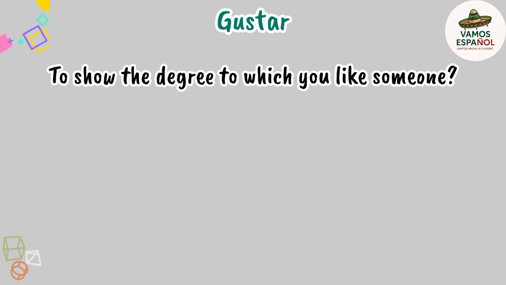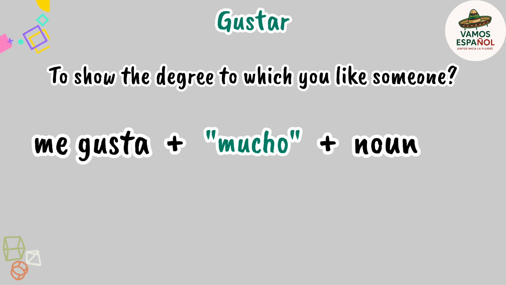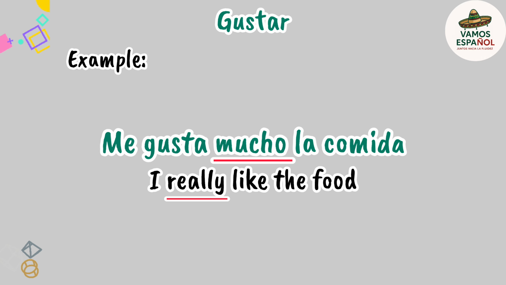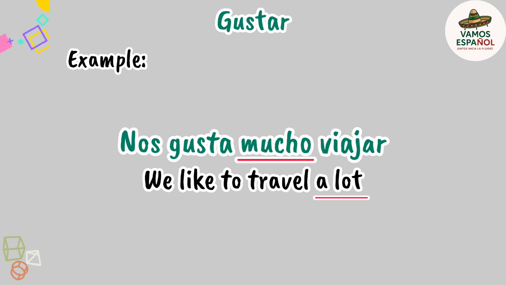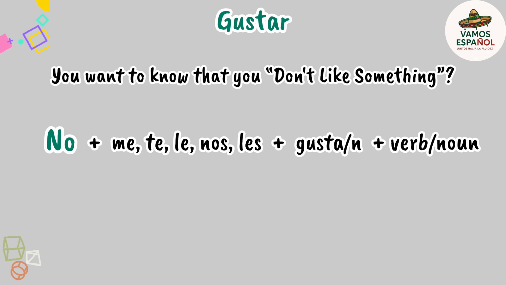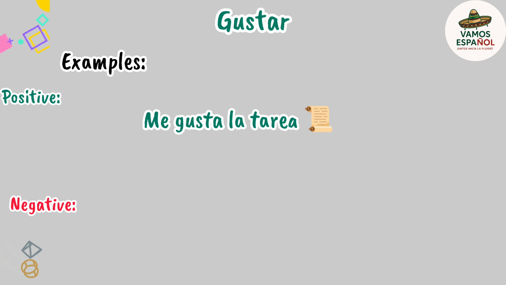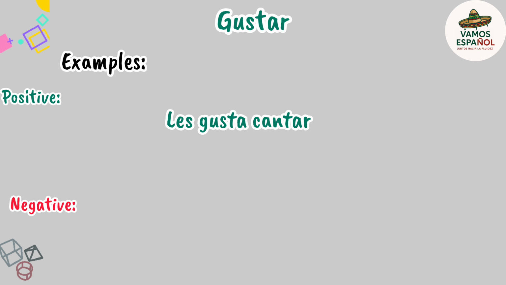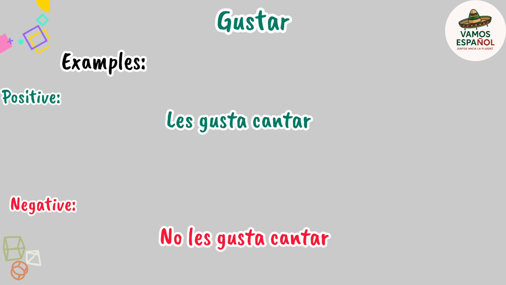You want to show the degree at which you like something? Just add mucho in between gusta and the noun, and gusta and the verb. For example, me gusta mucho la comida. Nos gusta mucho viajar. You want to show that you don't like something in Spanish? Just add no before the indirect object pronoun. For example, me gusta la tarea. No me gusta la tarea. Les gusta cantar. No les gusta cantar.